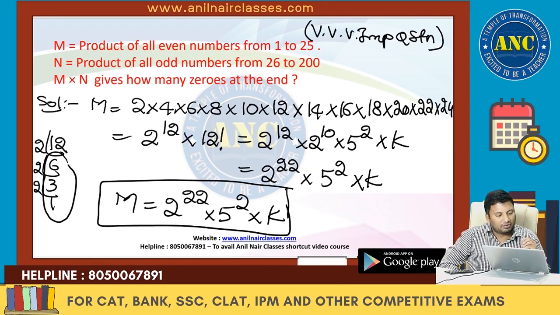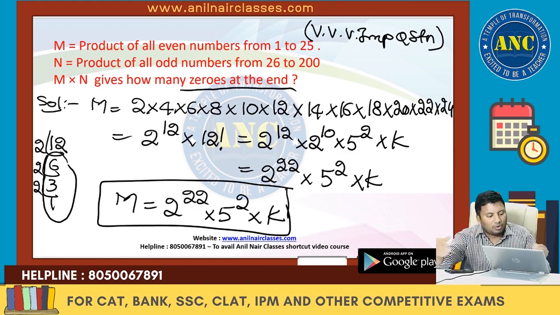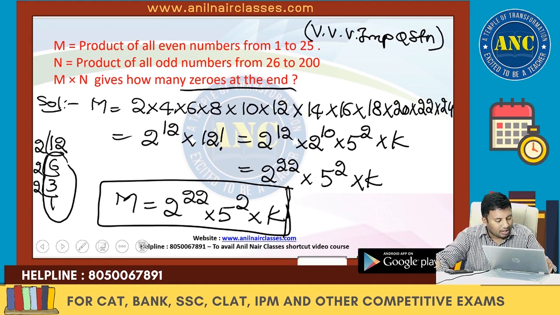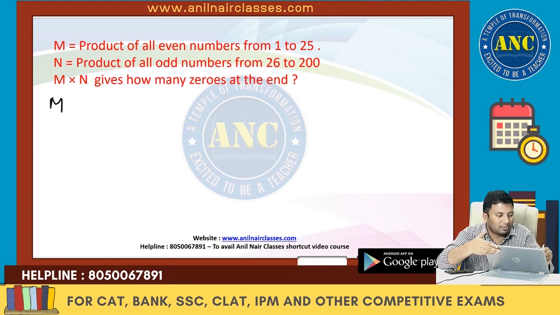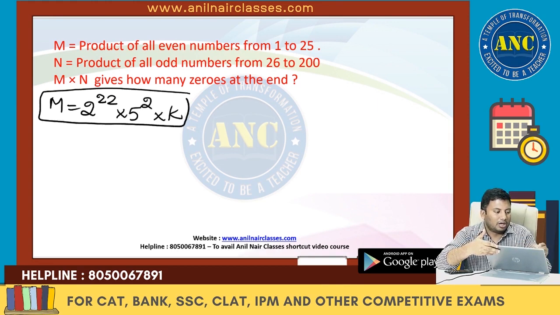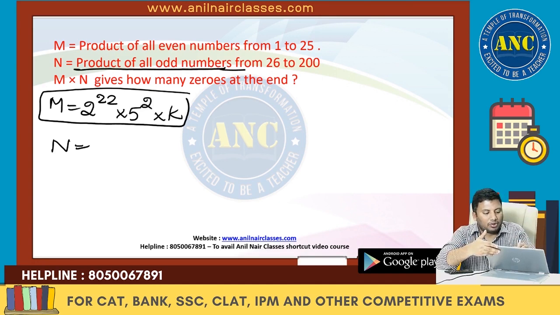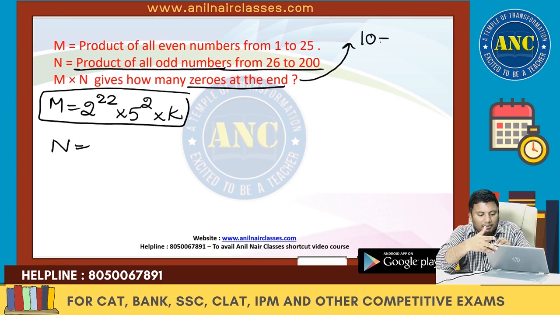Now we will do N, then we will find how many zeros M into N gives at the end. The value of M is 2 power 22 into 5 power 2 into k. Now, N is product of all odd numbers from 26 to 200. Odd numbers will not be divisible by 2, because I require the number of zeros at the end, which is 2 into 5.